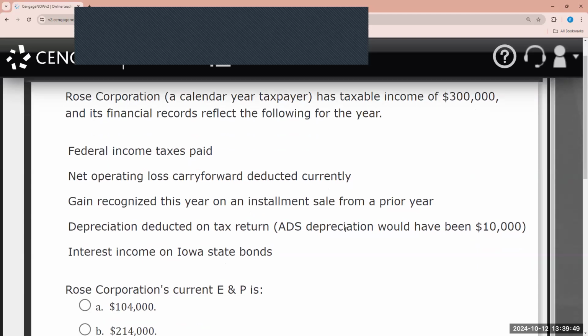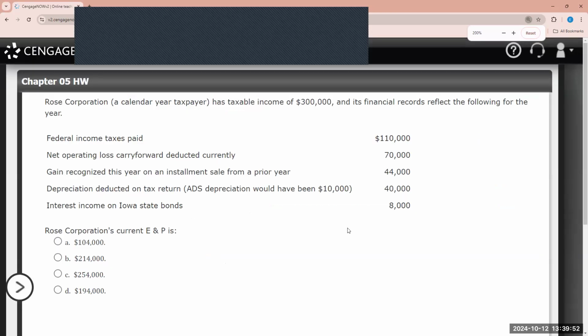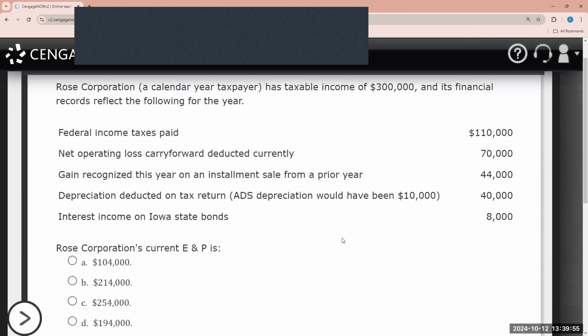So here it asks Rose Corporation's current E&P. Rose Corporation, a calendar year taxpayer, has taxable income of $300,000, and its financial records reflect the following for the year. Federal income taxes paid of $110,000, net operating loss carry forward deducted currently of $70,000, gain recognized this year on an installment sale from a prior year of $44,000, depreciation deducted on a tax return of $40,000 where ADS depreciation would have been $10,000, and interest income on Iowa state bonds.